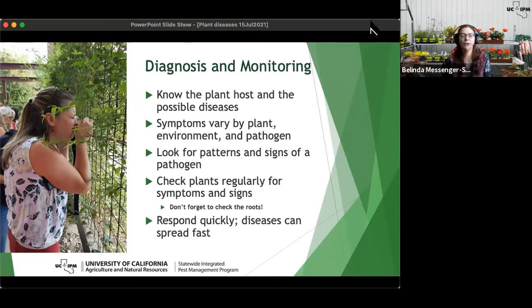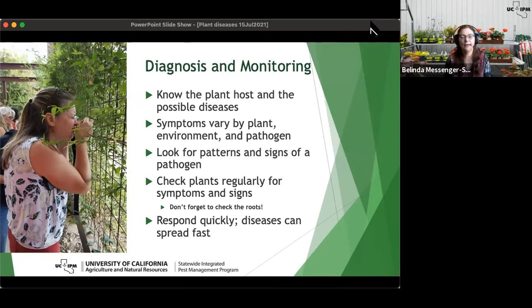Finally, make sure you look at the roots. What do the roots look like? Do they look healthy? Or are they brown? There's not very many of them. Always check the roots. Are the symptoms variable? Are they on just some part of the plant, or are they on the whole thing?